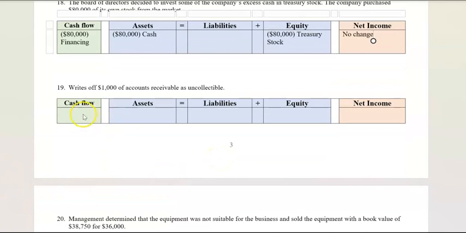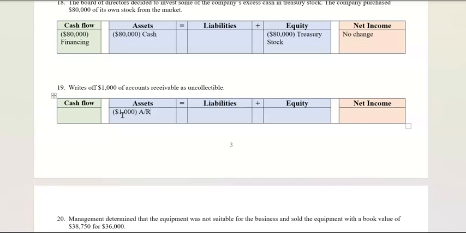Transaction 19 says the company writes off $1,000 of its accounts receivable as uncollectible. When we write off the receivable, we do this when we know a particular customer is not going to pay us. We're not going to collect from that previous sale on account. This will have no impact on cash flows because we're actually not ever going to get the cash. We want to act as if that original account receivable we had previously recorded at the time we recorded the sale never took place. So we are going to decrease accounts receivable.